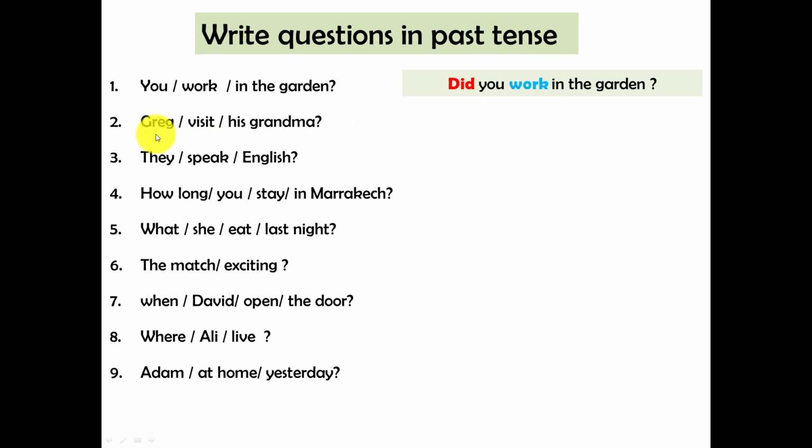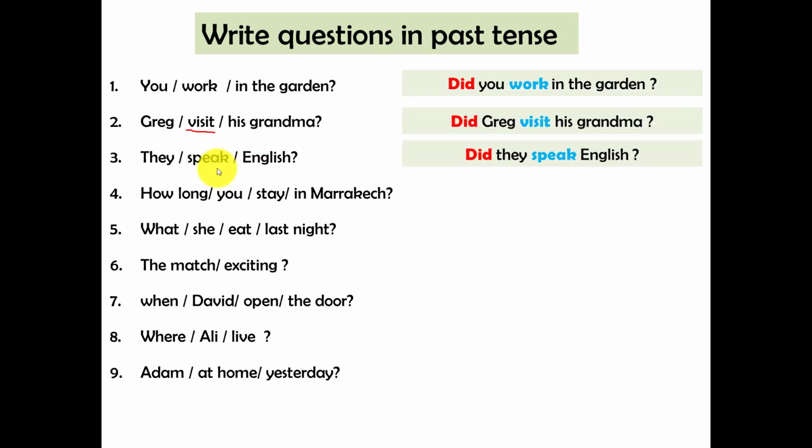Let's move to the second one. Where is the verb? Visit. So put did with this sentence to form a question. Good. So did Greg visit his grandma? Well done. Next question. They speak English. Yes. Did they speak English?